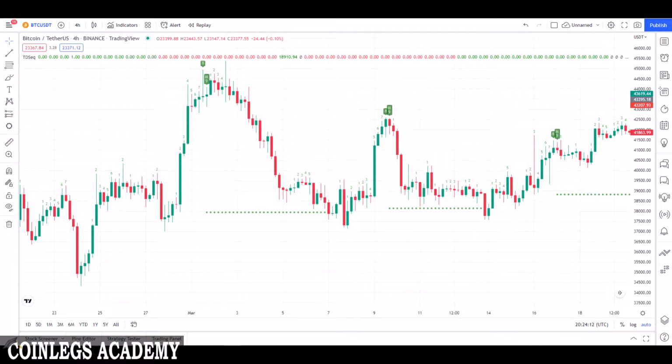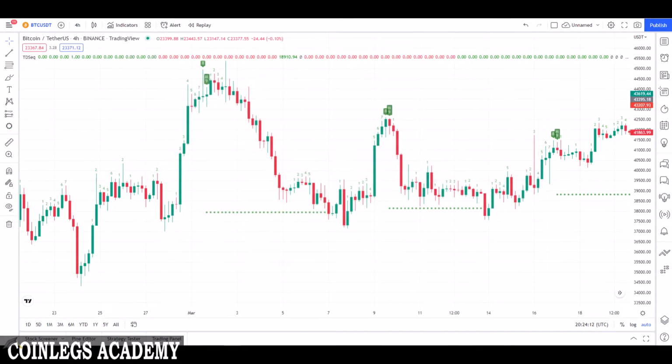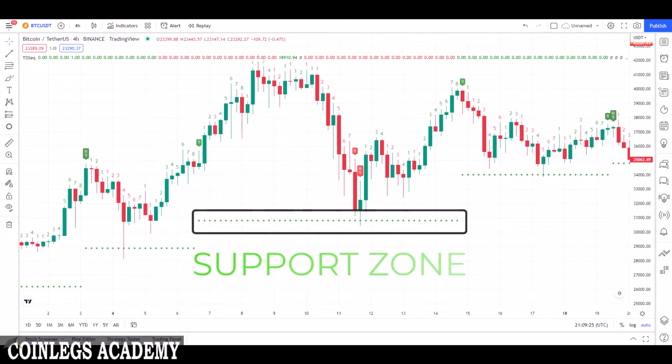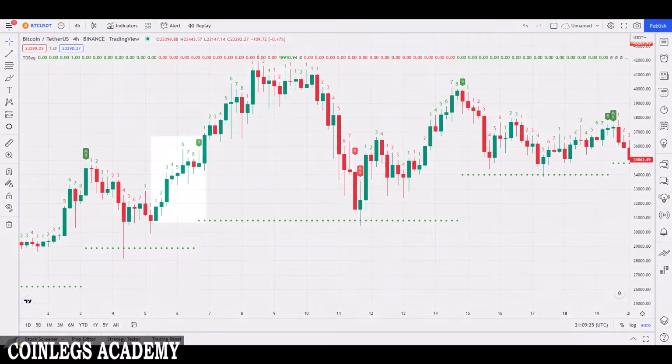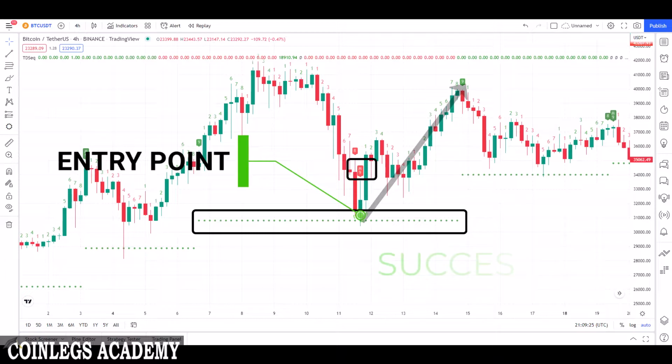We can also use these support levels formed by the sell setup for buying setups. Let's see it on the example. Here we have a support zone formed by a sell setup, and here we have a red M9. It shows us we can consider this area for a buy signal. With this support level and red M9 signal, as you can see, we have a successful trade.